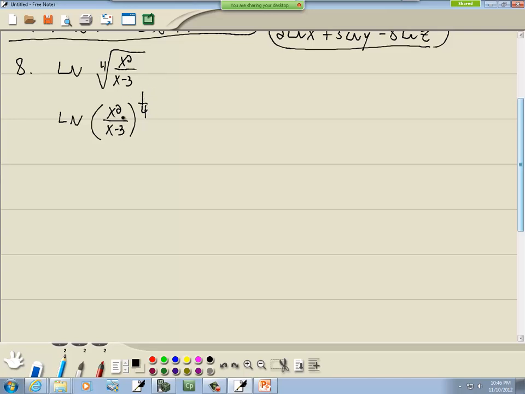Well, now the main thing is happening. We've got division, multiplication, but the main thing that's happening is we're taking everything to the 1/4 power. So I can take that 1/4 and put it out in front. So we've got 1/4 natural log of x squared over x minus 3.